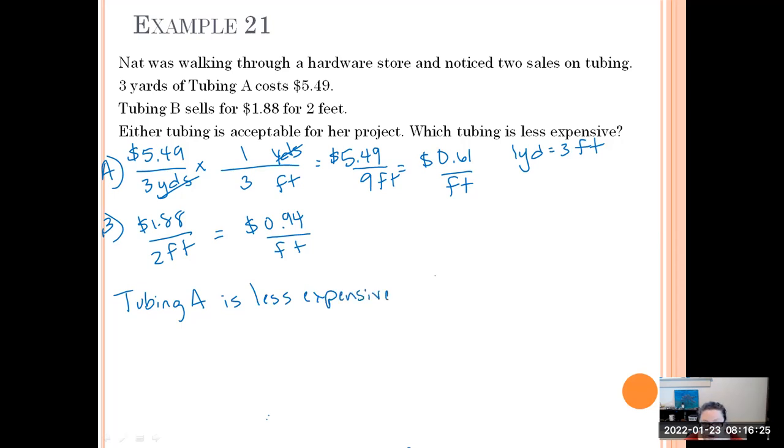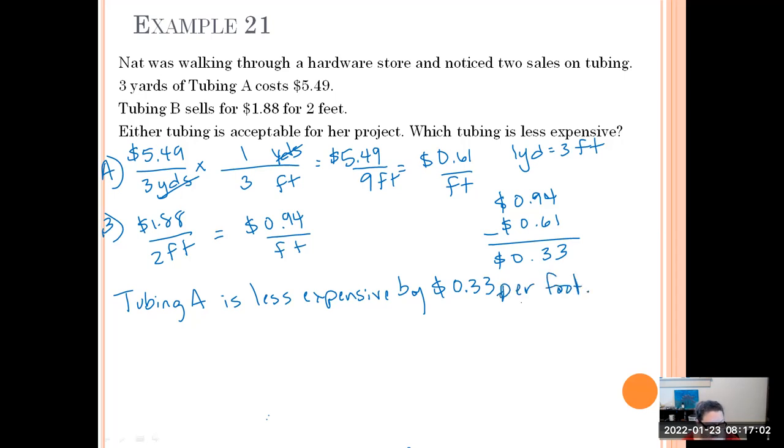You can always find out by how much, just by subtracting them. That's something I would probably ask you on a test: which one is less expensive or more expensive, and by how much? If I ask you that, you're going to want to subtract 94 cents and 61 cents and get 33 cents. So tubing A is less expensive by 33 cents than tubing B, or 33 cents per foot. We can just leave it like that, per foot. That answers the question. All right.